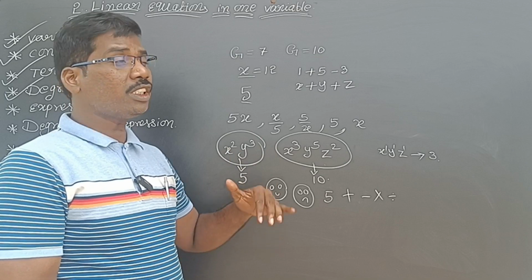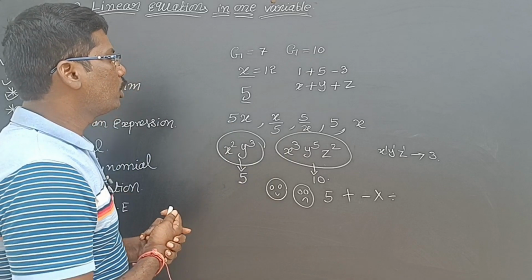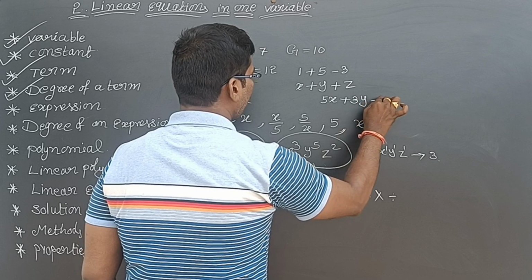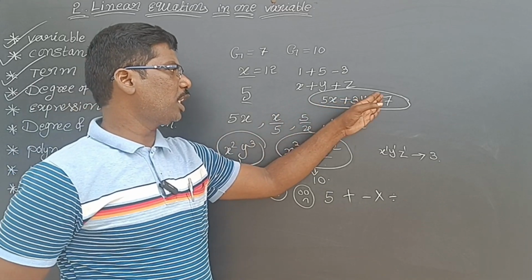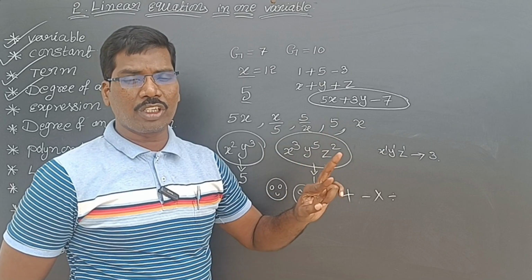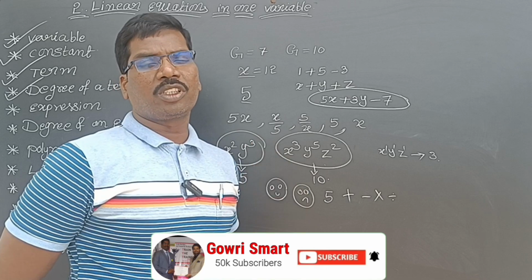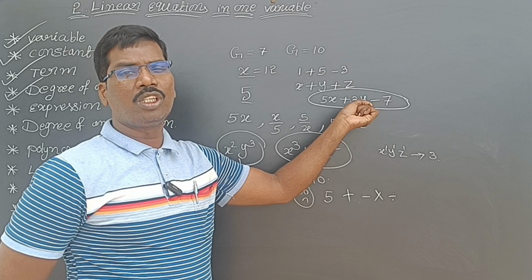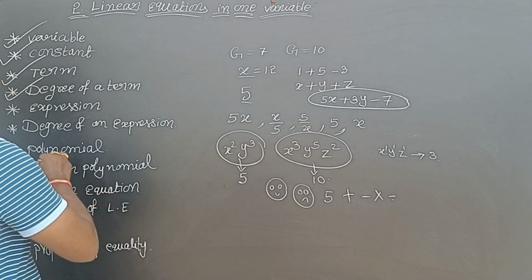If an expression has variables and numbers, then it has a name: algebraic expression. Let us see here, 5x plus 3y minus 7. This is called an algebraic expression. This is a term, this is a term, and this is also a term. The sum or difference of two or more terms with fundamental operations is called an algebraic expression. Simply we can say algebra.